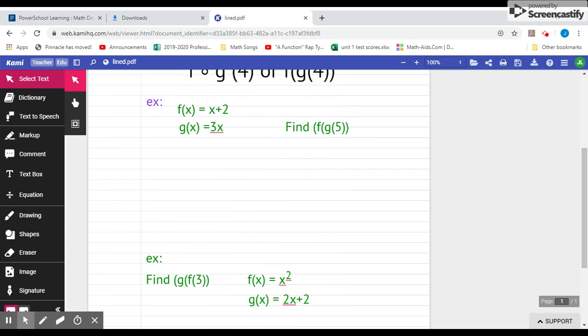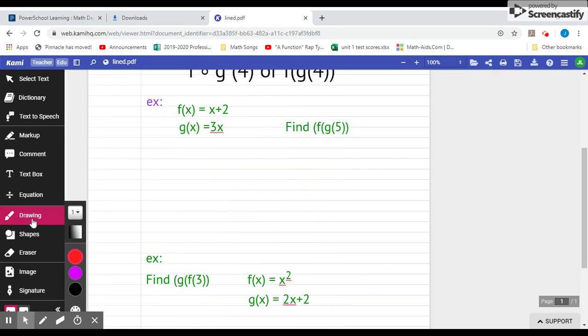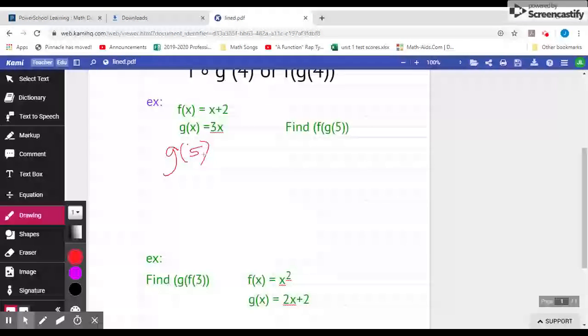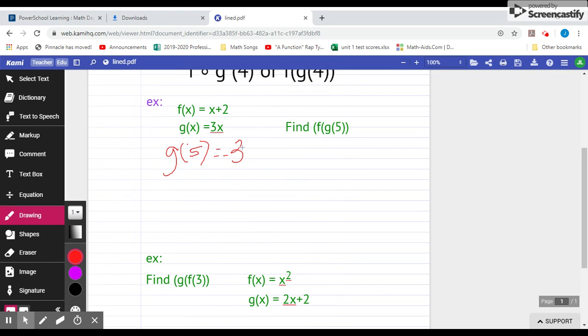So our first step is to find g of 5. In order to do that, I'm going to use my g of x equation, which is 3x. That kind of looks like a negative 3x, but it wasn't supposed to be. So just 3x. I simply put 5 in where x is, and I solve to get 15. 3 times 5 is 15.